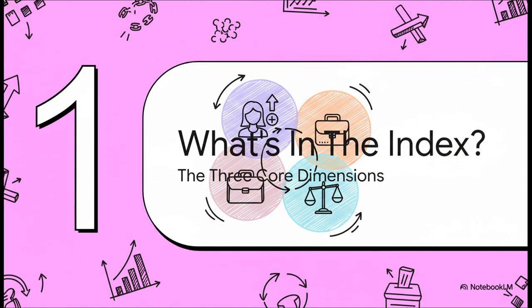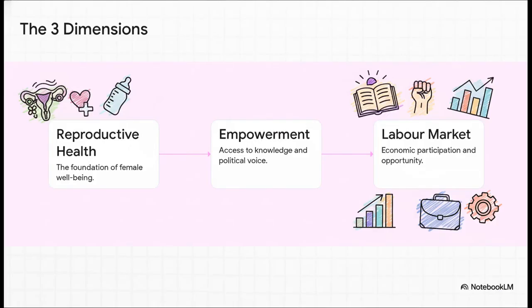So what's actually under the hood of this index? What does it measure? Well, it doesn't try to measure absolutely everything. Instead, it zeroes in on 3 core areas, 3 dimensions where the inequality between men and women is usually the most obvious. And those 3 big areas are reproductive health, empowerment, and the labor market. So let's break down what each of those really means.